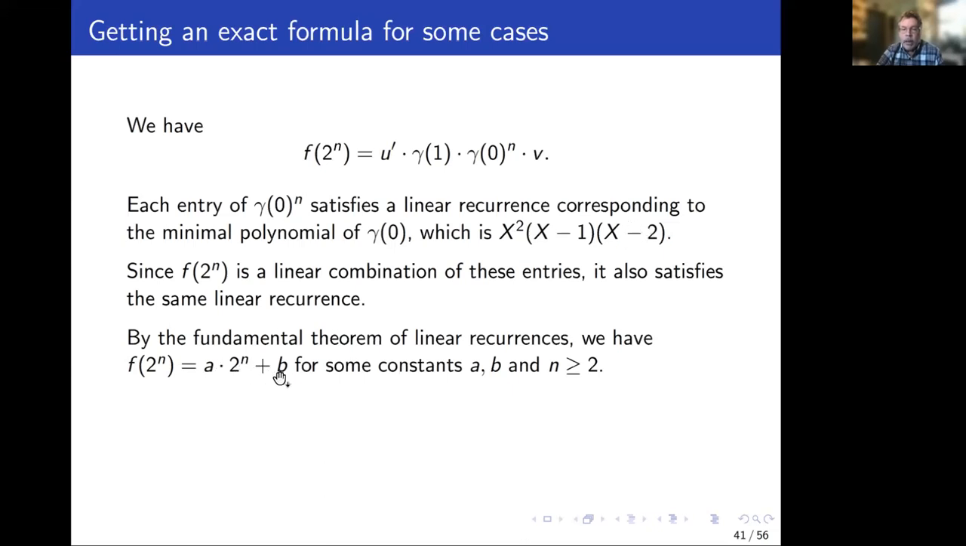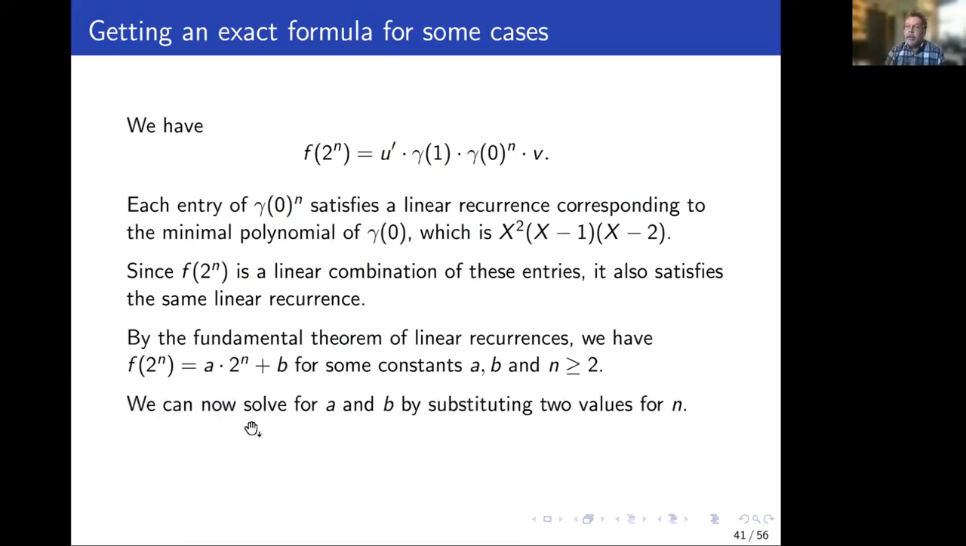A times 2 to the n plus b times 1 to the n. So it must look like this. And now we can simply use linear algebra to solve for a and b by substituting two values of n, like n is 0 and n is 1. Well, I'm sorry, this is only true for n greater than or equal to 2. So for n equal 2 and n equal 3.